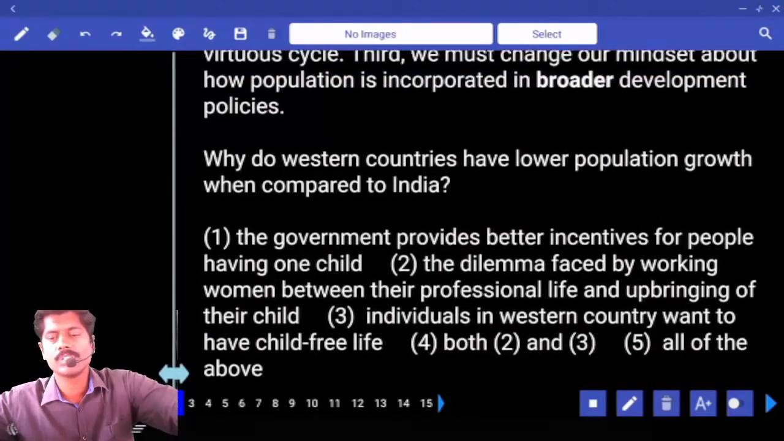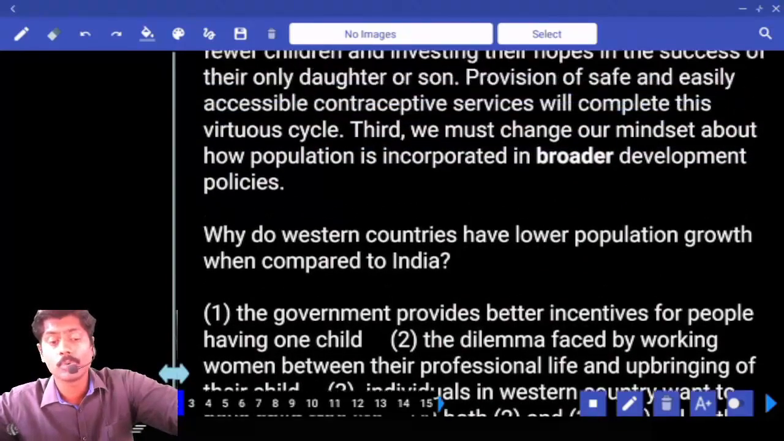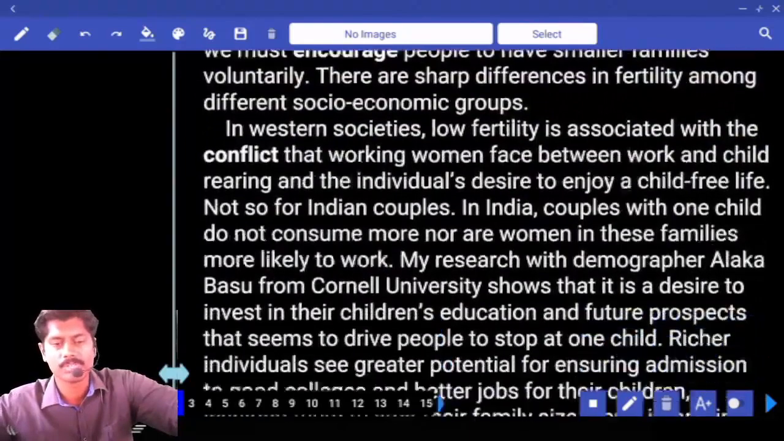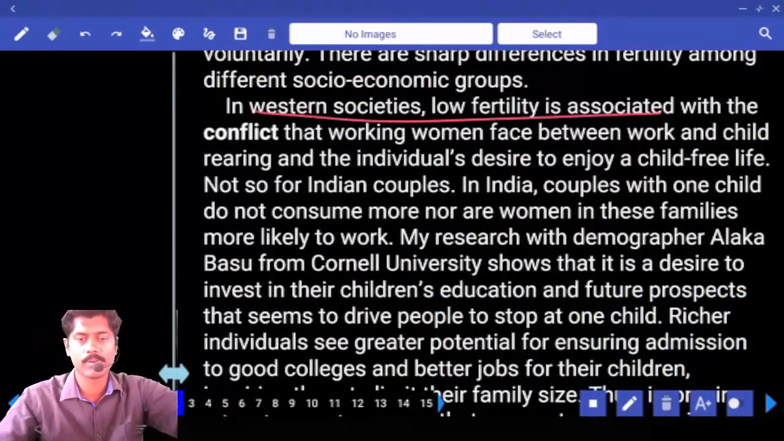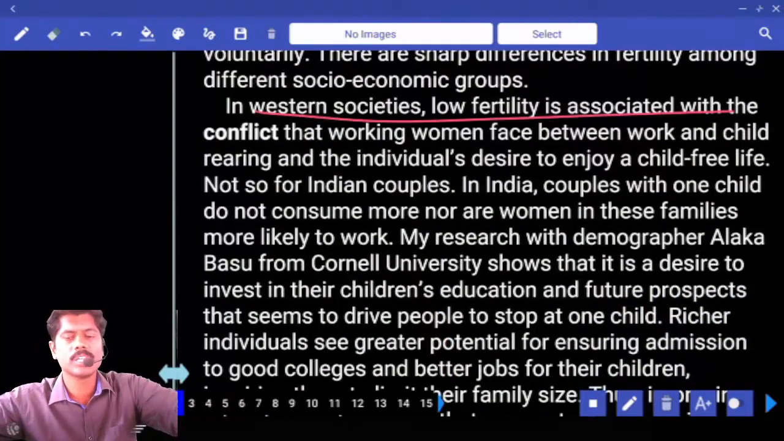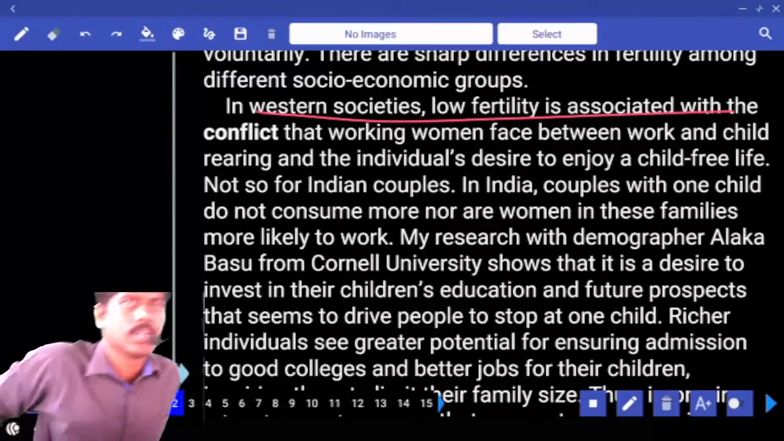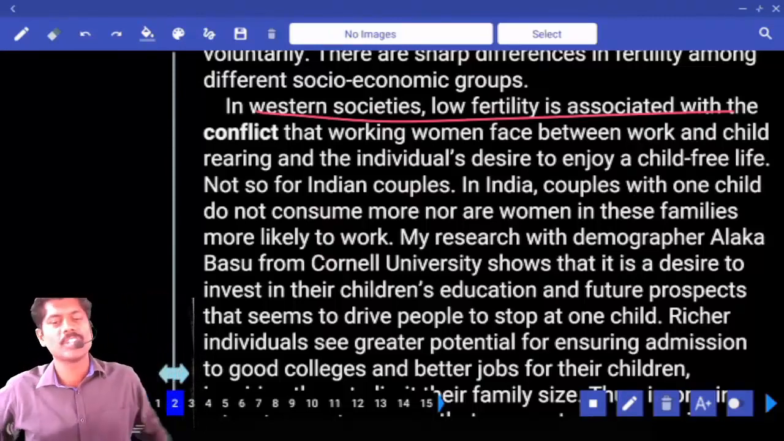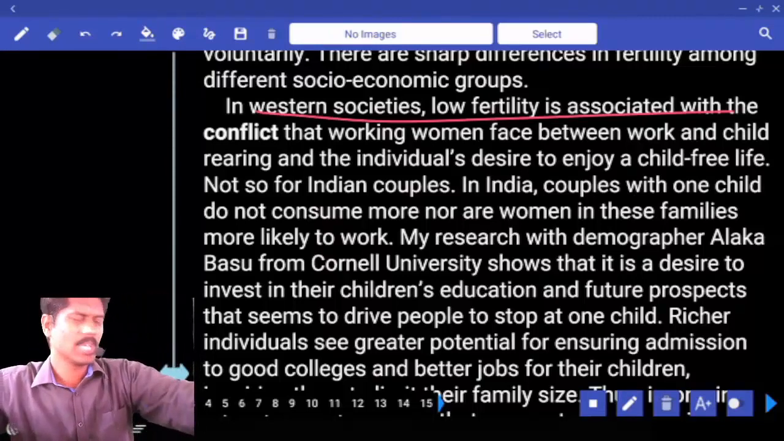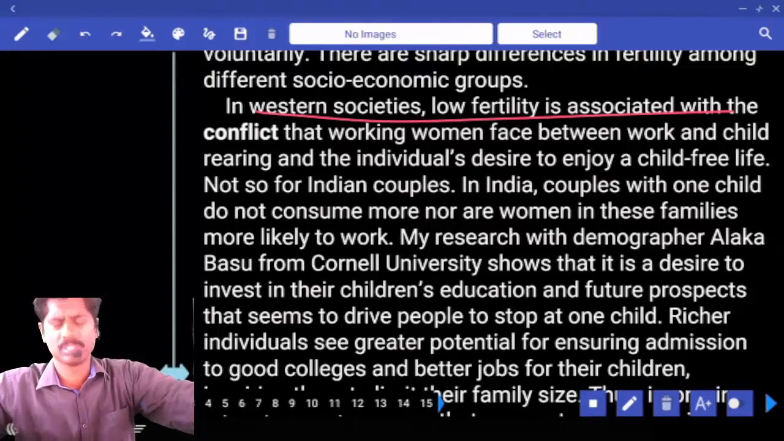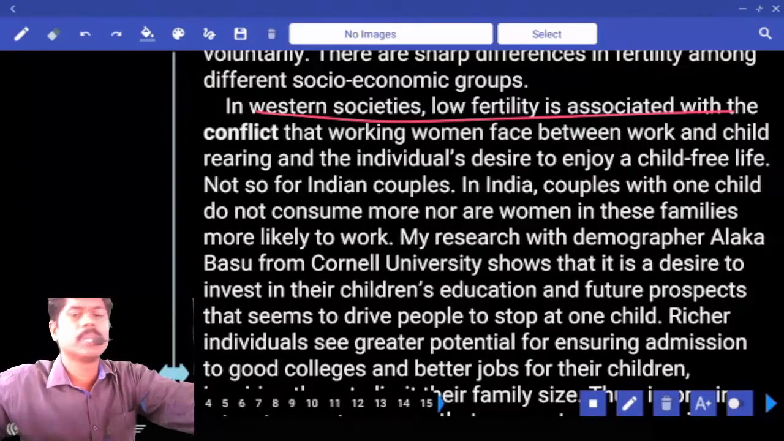Why do Western countries have lower population growth compared to India? Western countries. Which paragraph? Last paragraph. In Western societies, low fertility is associated with conflict that working women face between work and child rearing, and individuals' desire to enjoy child-free life. In Western countries, why is fertility low? Because women are working there, more women are working there.